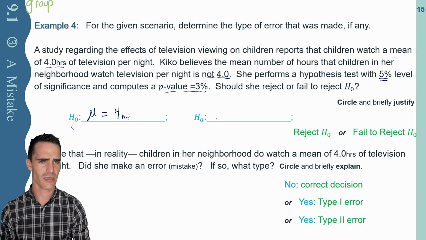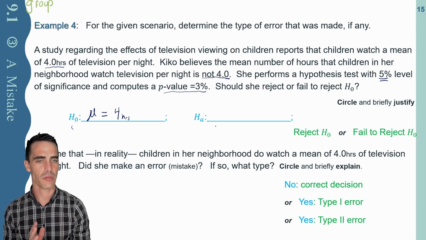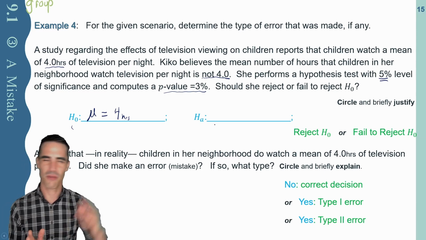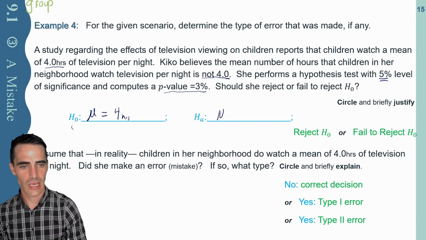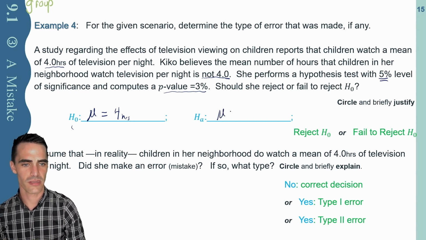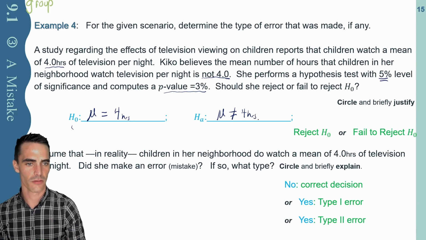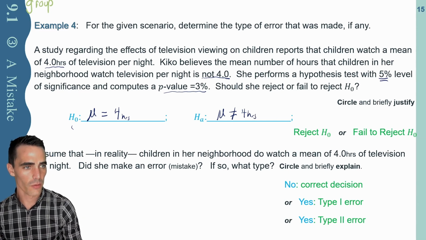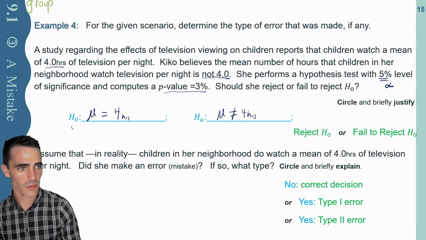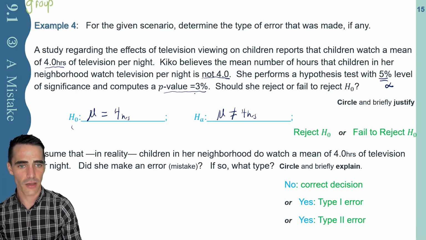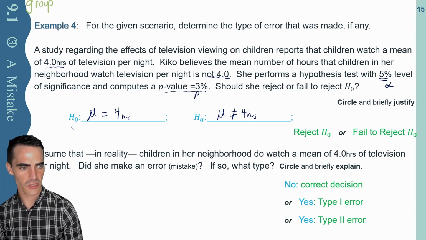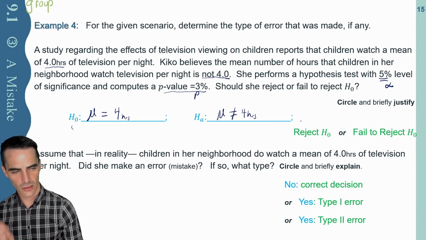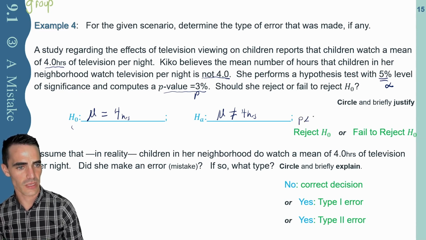But Kiko here is looking at this going like, I don't think so. I know a lot of people, and they are not watching an average of 4. It may be greater, it may be less than, but it's not 4. And so the claim that's being made, the alternative hypothesis, is that the mean is not equal to 4 hours. If you remember, this level of significance, this 5%, we often wrote as alpha. This p-value of 3%, we often wrote as p. And now it's time to make a decision here, reject or fail to reject. As a little note to self, reject is always p less than alpha.